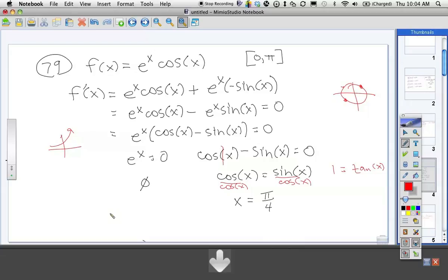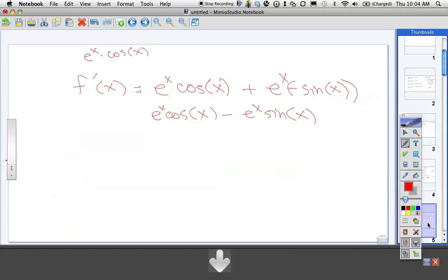What's it say? It asks for a max and a min value. That's global. That's list of candidates. So you would need to then go and plug into the original 0. So you'd want to do f of 0, f of pi, and f of pi/4. Okay? So that's for parts A and B.